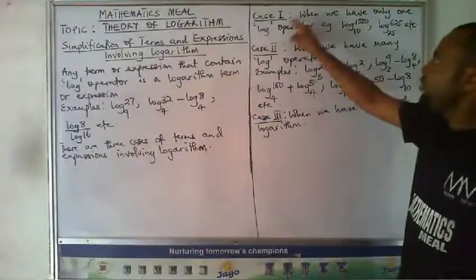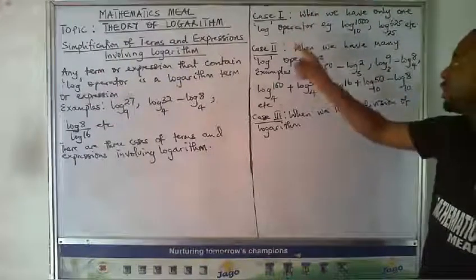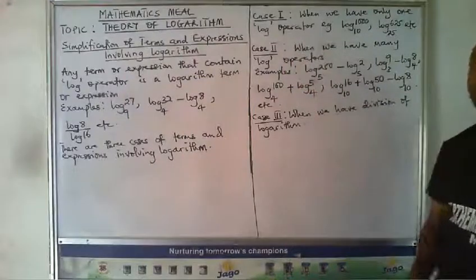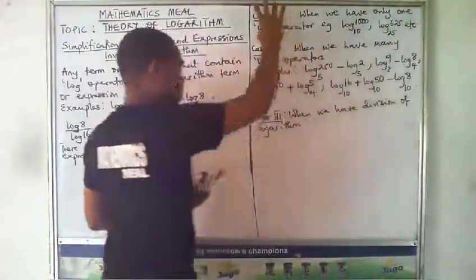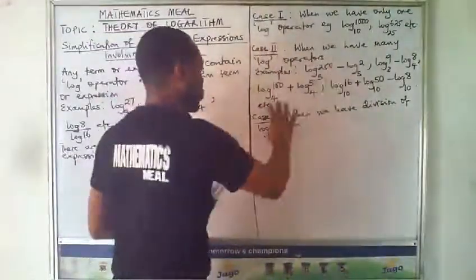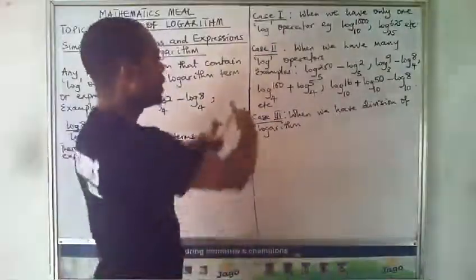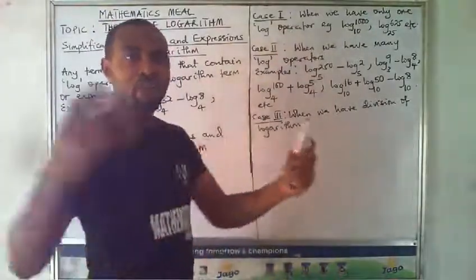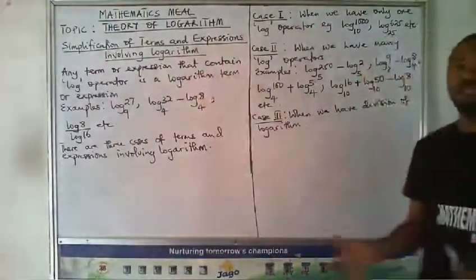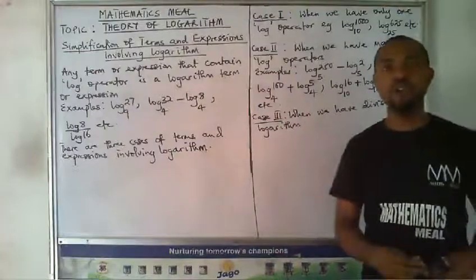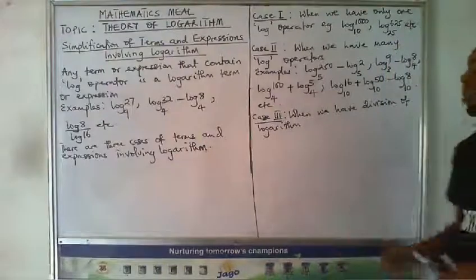The method used in simplifying an expression or a term that contains one log operator is not the same thing you use here, it's not the same thing you use here. That's why we need to break them down in this way. So we'll consider this separately, and this separately, and this separately. There may be cases where you have a combination of these cases. But by the time you have gotten the knowledge of each of them separately, even when they are combined, you will know what to do, because you now have the knowledge of when you have a single log operator, when you have many, and when you have division of logarithm.